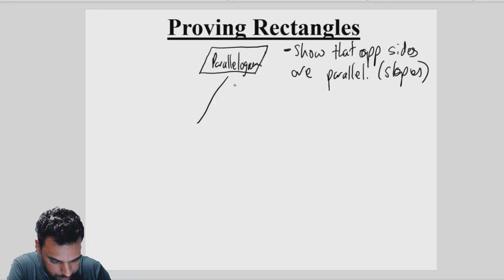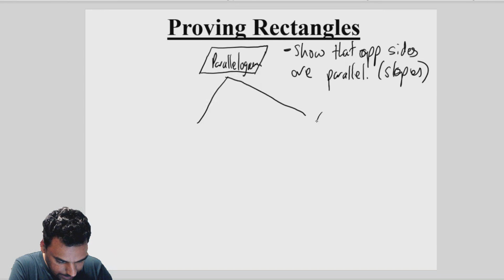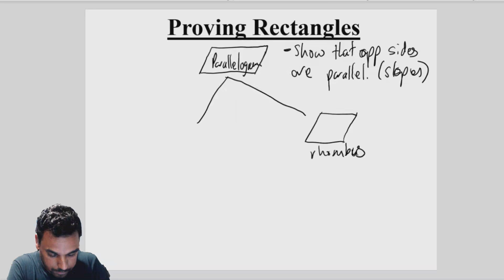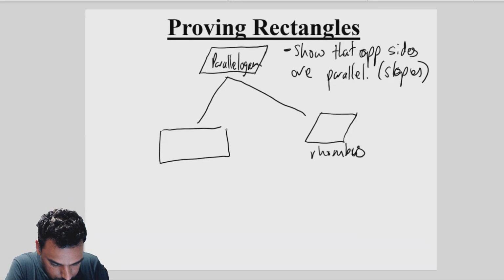Okay, now here's what you need to know. I'm drawing this little tree. I'm going to leave this side blank, but I'm just going to let you know that this over here is a rhombus, and that will be in another video. But that is a parallelogram, and alongside that we have a rectangle, which is also a parallelogram.